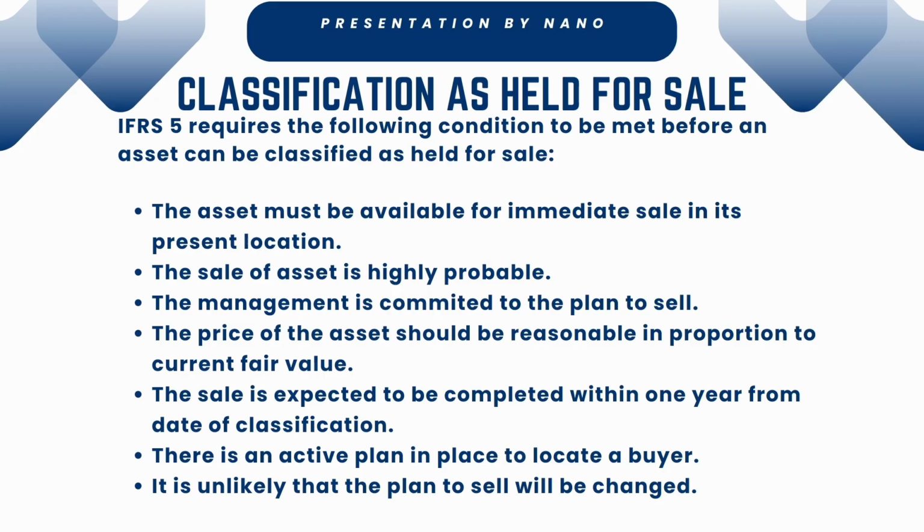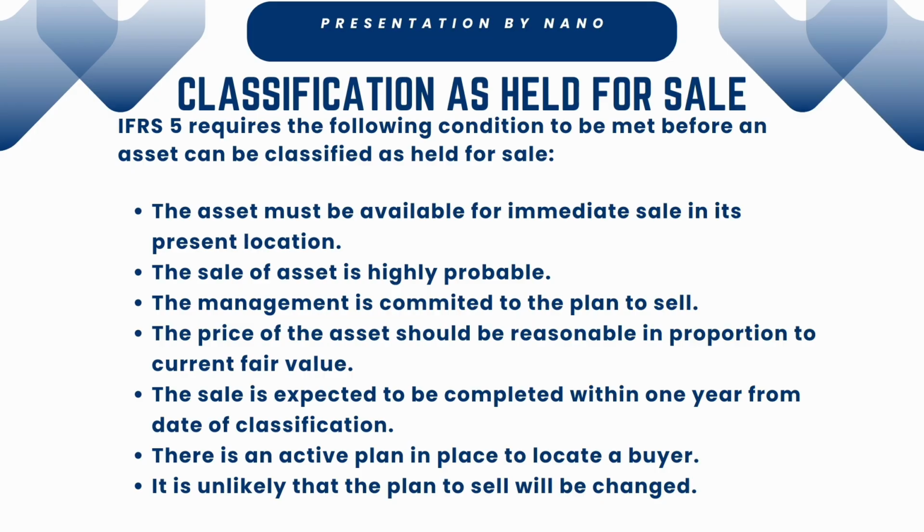Then we have, there's an active plan to locate a buyer. So maybe advertisement, using social media, using a broker like third party sale, but there should be an active plan to locate a buyer so customers are informed that this asset is available for sale. And finally, it is unlikely that the plan to sell the asset will change. So like we said before, the management is committed to that plan to sell. So they are not changing their mind. So if they are not changing their mind, it is unlikely that that plan will change.